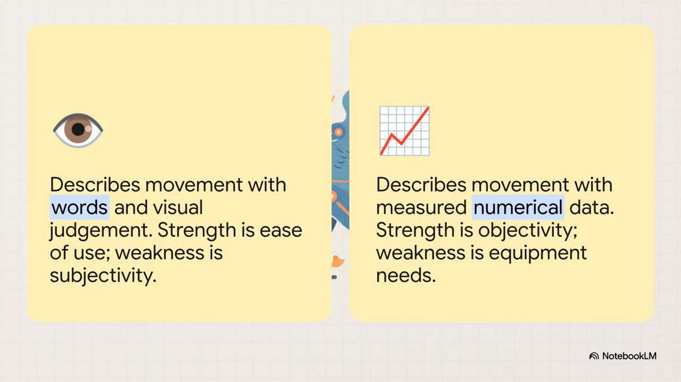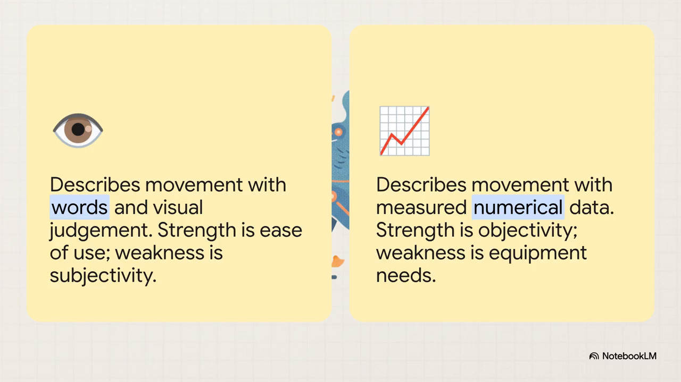So, on one side, you've got qualitative analysis. Think of this as the coach's eye. It's all about using words to describe what you see. Words like explosive, smooth, or maybe unbalanced. The big plus here is that it's fast, it's easy, and it's perfect for making quick adjustments right there on the field.